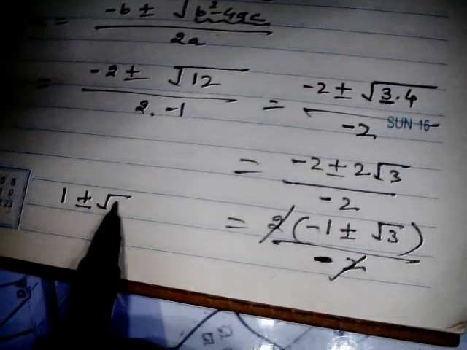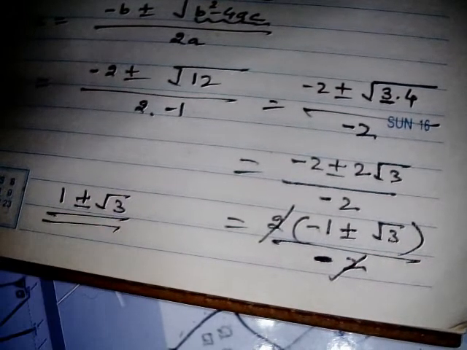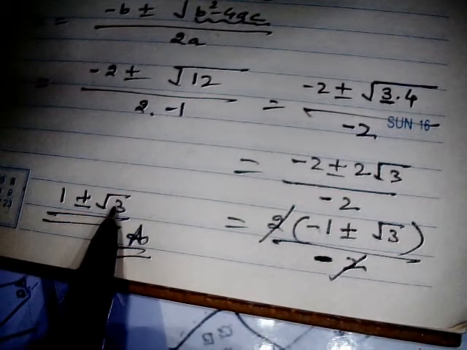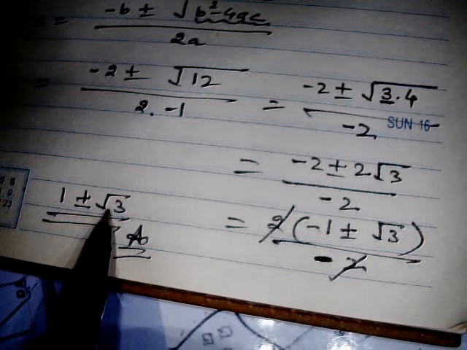If you like, you can simplify the square root of 3, calculate the square root value, and one time you need to add and one time you need to subtract. That is going to be the horizontal distance.